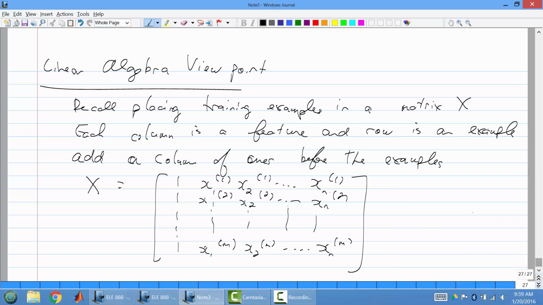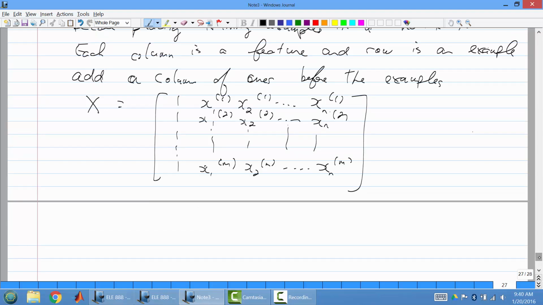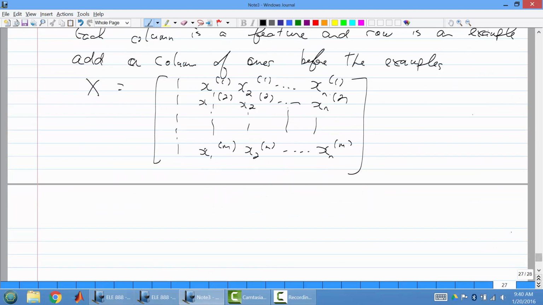So this is the matrix that you'd represent in memory. If you have maybe 1,000 examples, that's no problem. You can represent that in memory. And then what you could do is represent the parameters as a vector, a column vector.